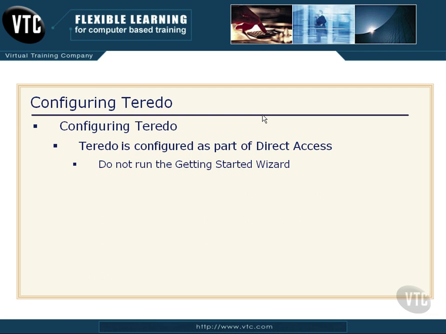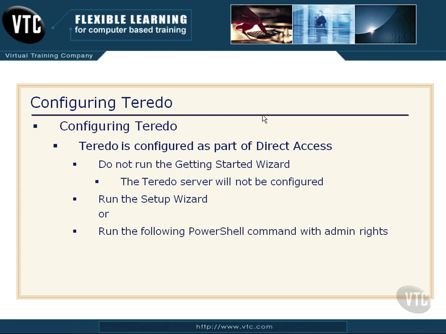Now, if you're setting up DirectAccess and you run the Getting Started wizard, oddly enough, it will not configure Teredo even if you have the two static IP addresses. Your Teredo server does not get configured. If you run the Setup wizard, not the Getting Started wizard, or you can run the following PowerShell command with admin rights, which is what most people opt to do at this point. Notice Set-DAServer, and then use the -Teredo switch, and then put the word Enabled. It will take care of that for you, and it will configure that Teredo server. Now, that's part of DirectAccess.